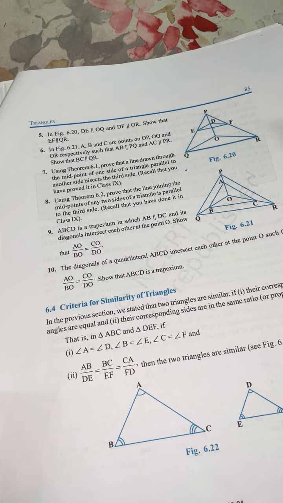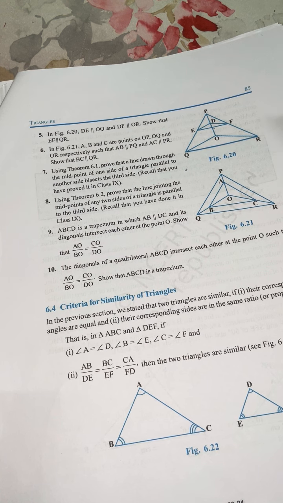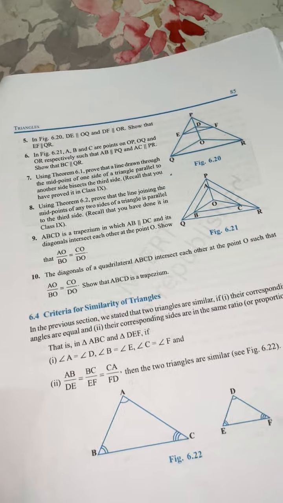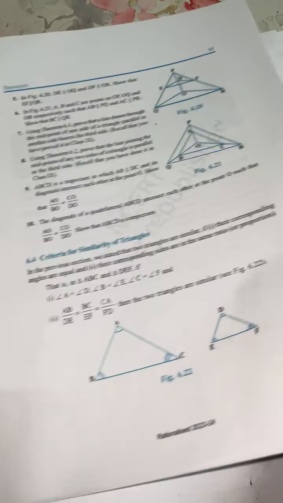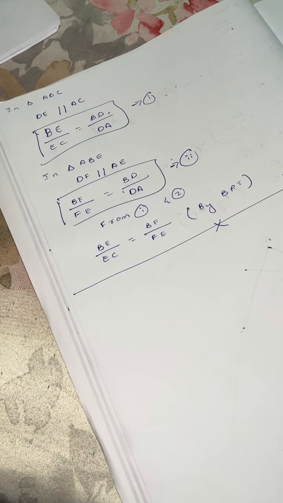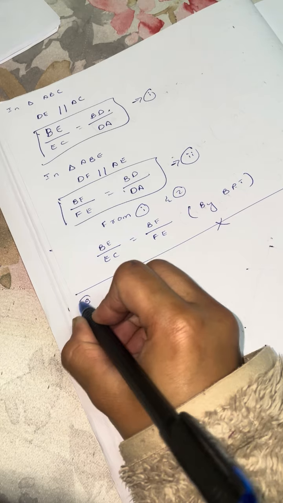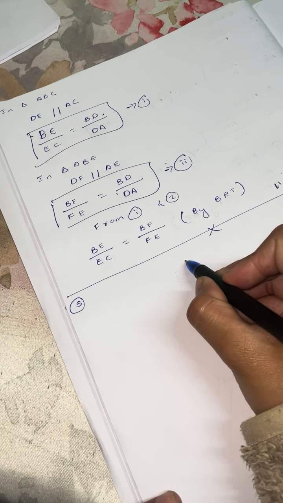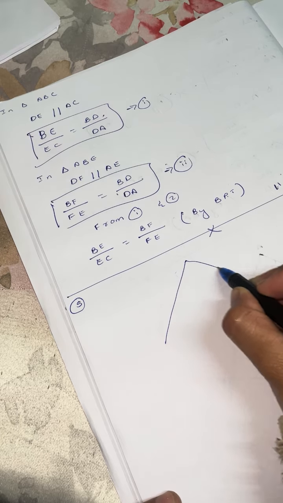This is a bit easy, since we have to prove, we have to show that they are parallel, so we use the converse of BPT, theorem 6.2. Okay? How will we do this? First and foremost, if there is a diagram, draw the diagram, otherwise you may get confused. That is my diagram.